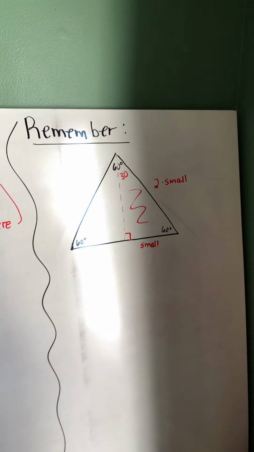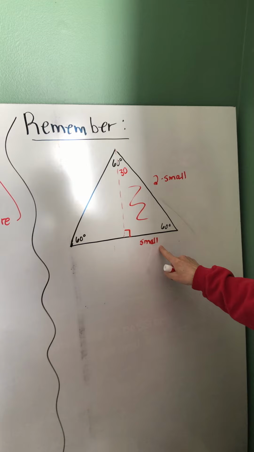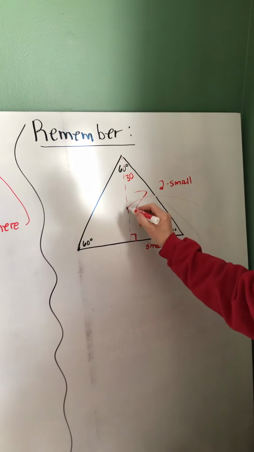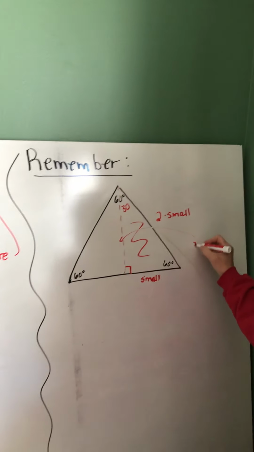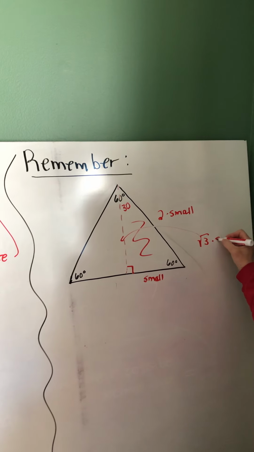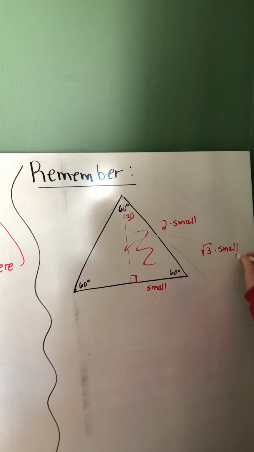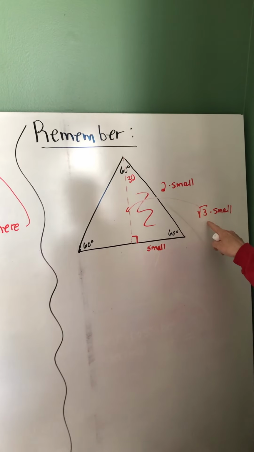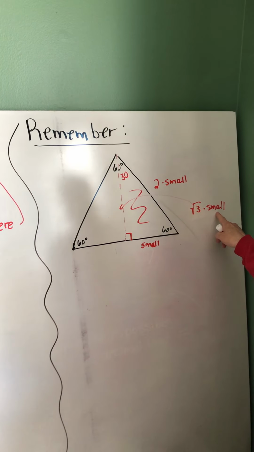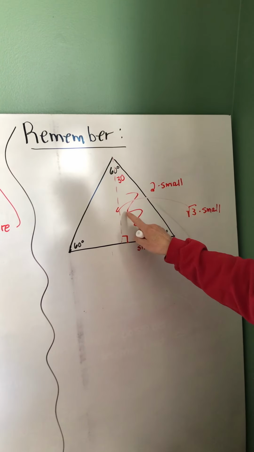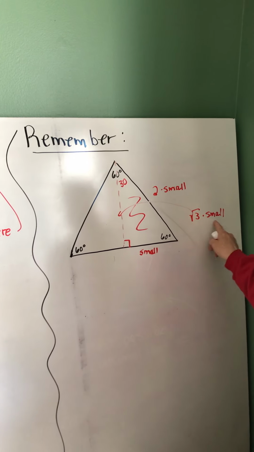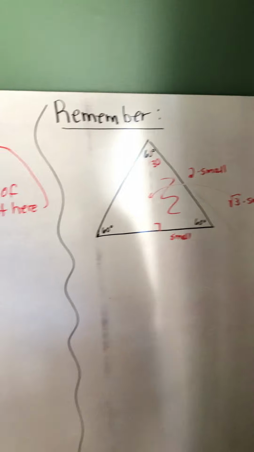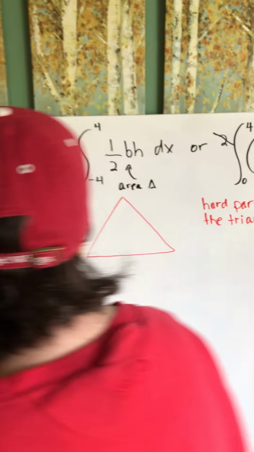And if we did the Pythagorean theorem to find this side, the side across from the 60-degree angle is the square root of 3 times the smallest side. I'm assuming that if you did the Pythagorean theorem here, and instead of writing small, you put an x, you would find this side is the square root of 3 times the smallest side. We're gonna need this.